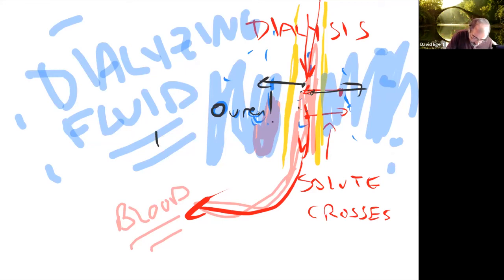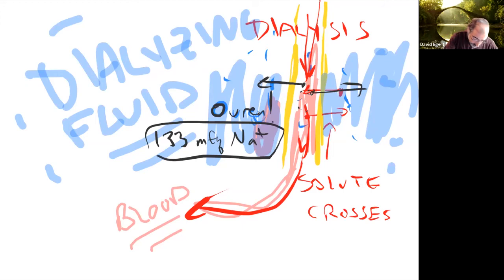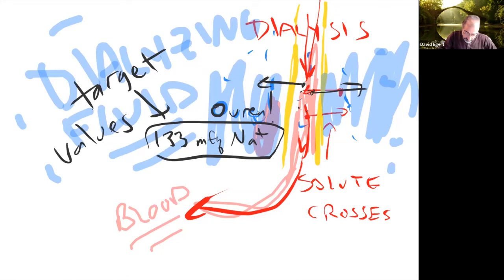I think it's 133 milliequivalents of sodium. What that means is, this is the target value. So these are basically our target values for what we want the blood to look like. That means if the blood is too salty, higher than that, the salt will leave the blood until it's that. If the blood is too low in salt, salt will actually come in until the blood equilibrates to that, right?